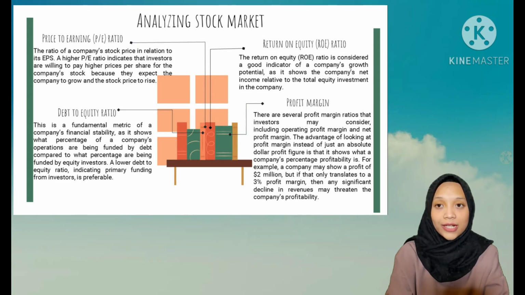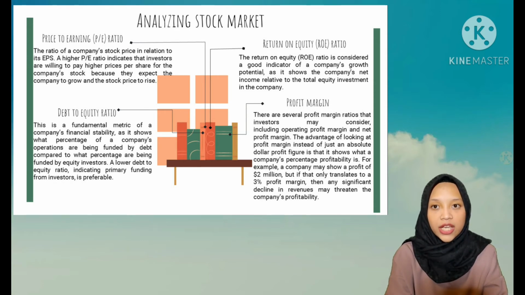The last one is profit margin. There are several profit margin ratios that investors may consider, including operating profit margin and net profit. The advantage of looking at profit margin instead of just absolute dollar profit figure is that it shows what a company's percent profitability is. For example, a company may show a profit of $2 million, but if that only translates to a 3% profit margin, then any significant decline in revenues may threaten the company's profitability.